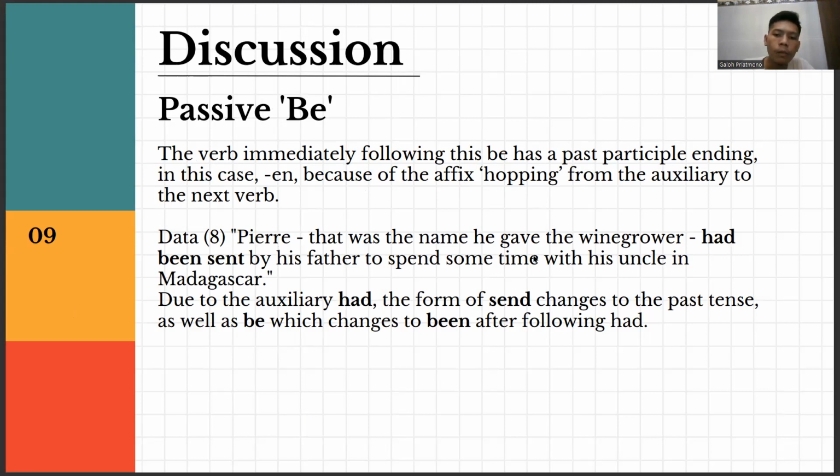Pierre, that was the name he gave. The wine grower had been sent by his father to spend some time with his uncle in Madagascar. To do so, the auxiliary had, the form of tense changes to the past tense, as well as be, which changes to been after following had.